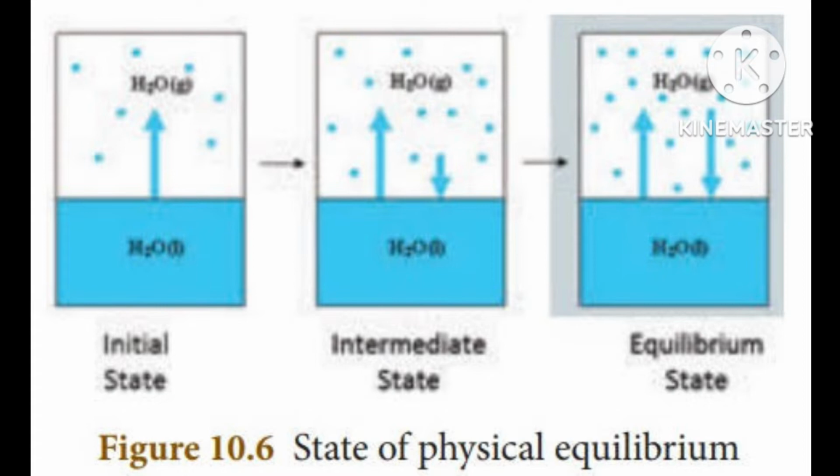This process will continue until it becomes constant. No net condensation, no net evaporation. This situation is called equilibrium. This implies that the number of water molecules going from the gaseous state into the liquid state also increases till the equilibrium is attained.